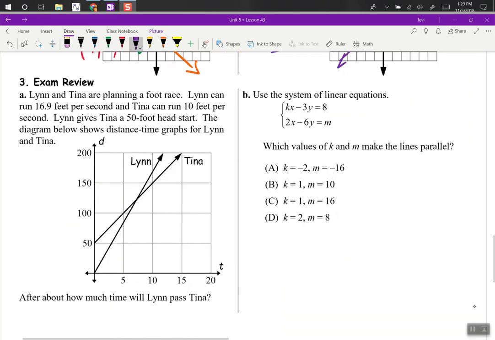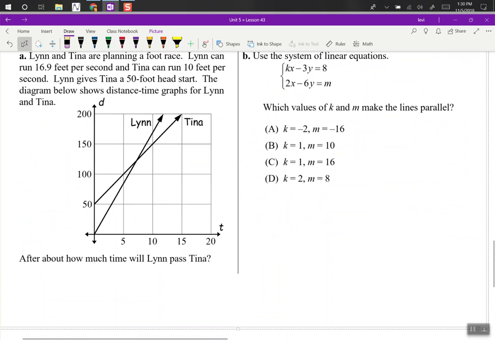Again. Our last couple problems. Lynn and Tiana are planning a foot race. Lynn can run 16.9 feet per second, and Tina can run 10 feet per second. Lynn gives Tina a 50-foot head start. The diagram below shows the distance-time graph for Lynn and Tina. After about how much time will Lynn pass Tina?